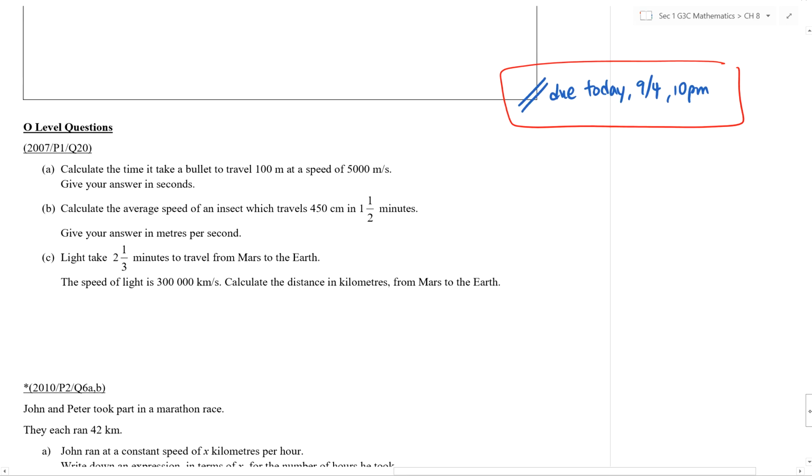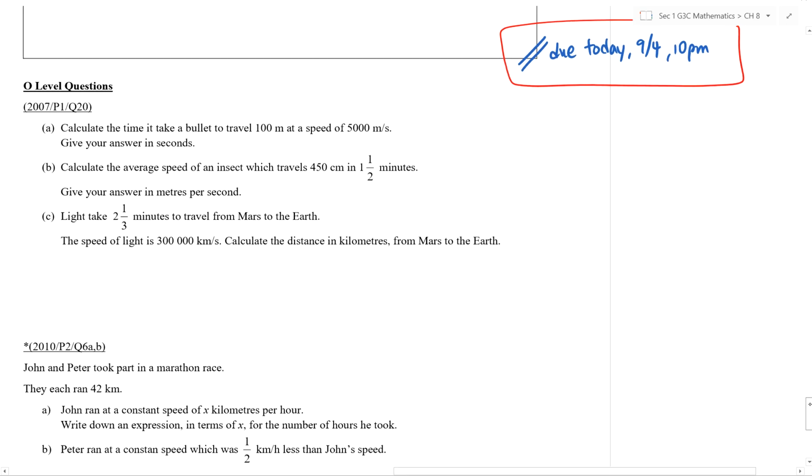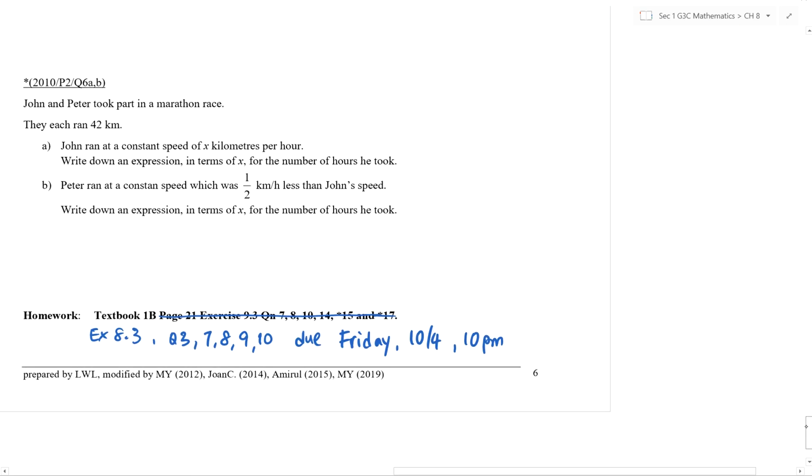For Friday's lesson, we are going to be attempting these O-level questions. And your homework for this topic 8.3 is found from a textbook for question 3, 7, 8, 9, 10. Okay, so this is not for the weekend. This is due on Friday, 10 p.m. So you can choose to start these questions now if you want to.